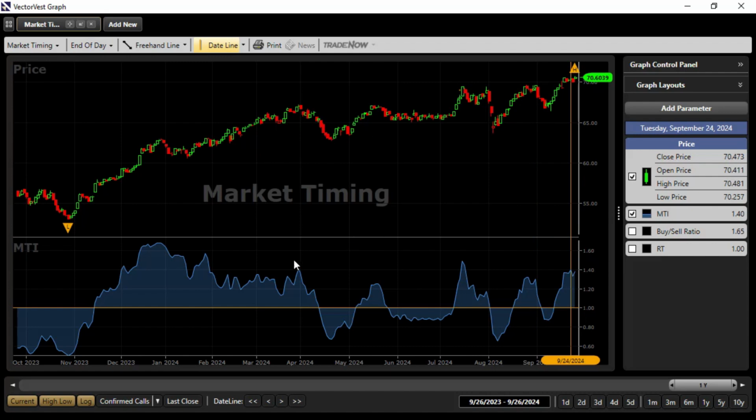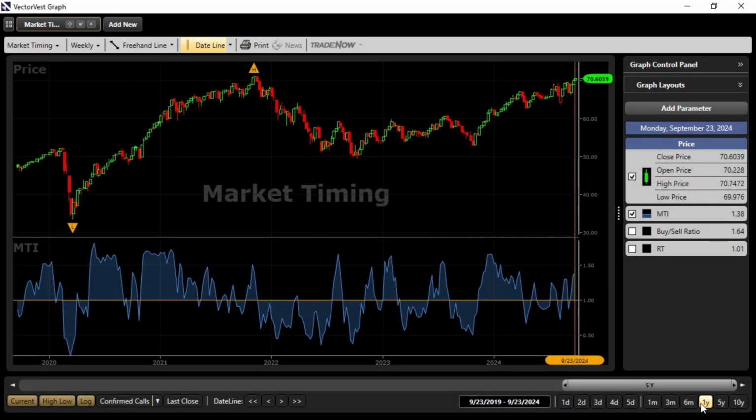So the application is generally I'd like to be buying when the MTI is rising, as the market's rising, and stop buying when it's falling and the market's falling. These crossovers from below 1 to above 1 are pretty good signals of that change in direction. There's the market back down, resumption of uptrend, downtrend, uptrend, downtrend.